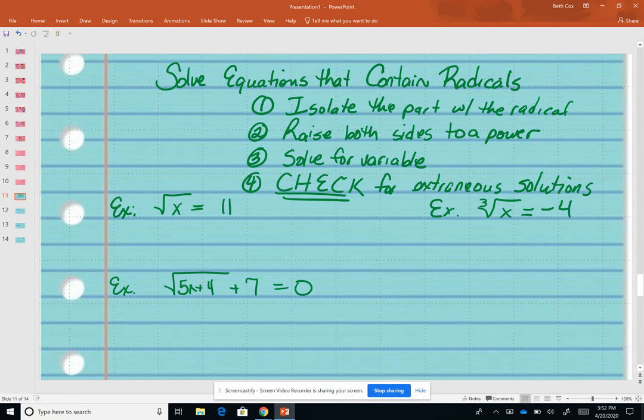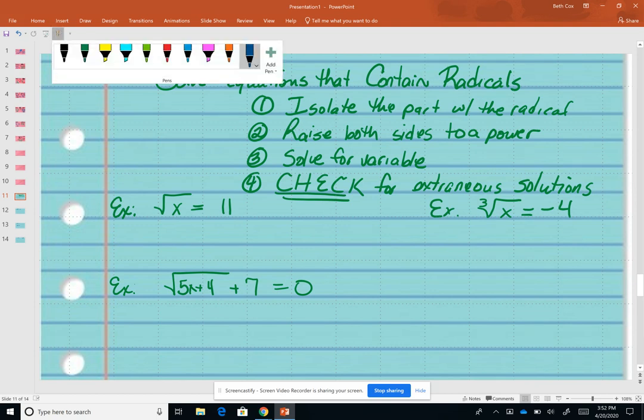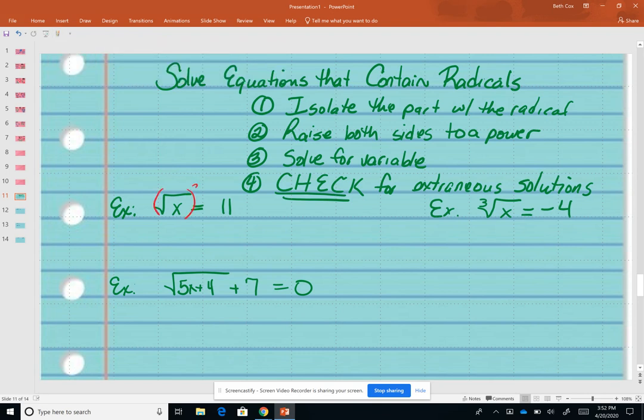What that means is a number that algebraically works, but then when we plug it back in, it doesn't work. So we have to do that. So here we go, just a real simple one to start out with. We have the square root of x is equal to 11. And so to get rid of the square root, we're going to raise to the second power. The isolated part was already done for that problem.